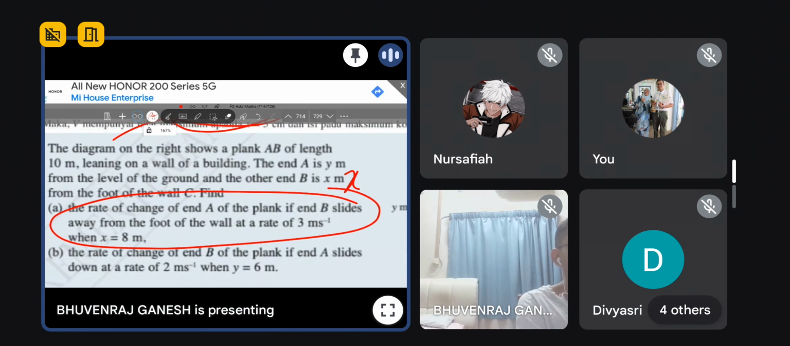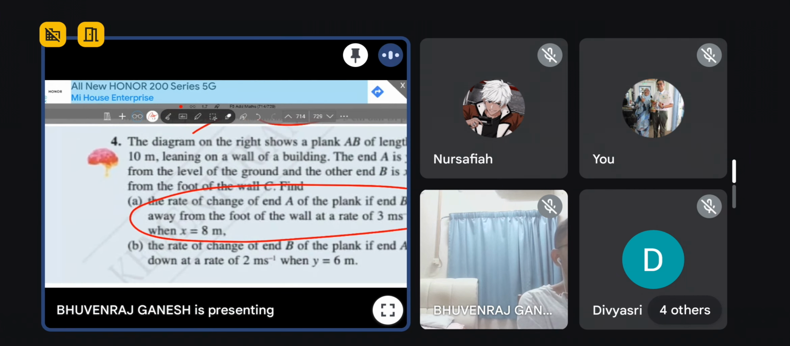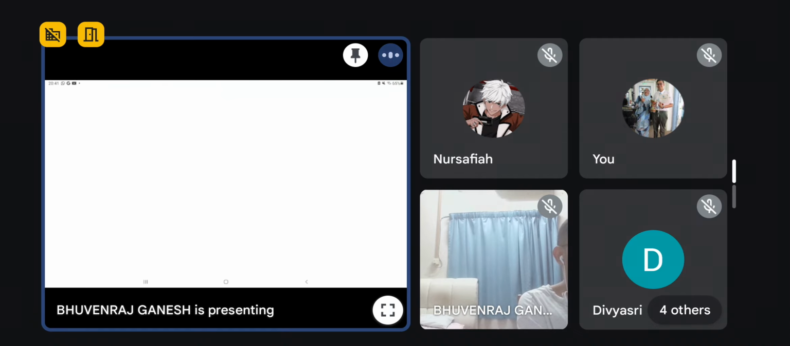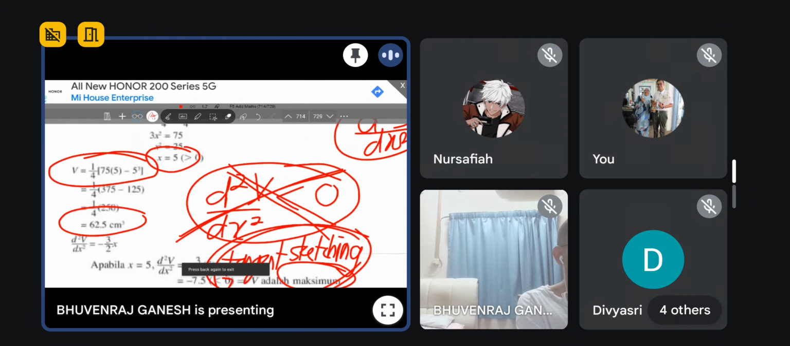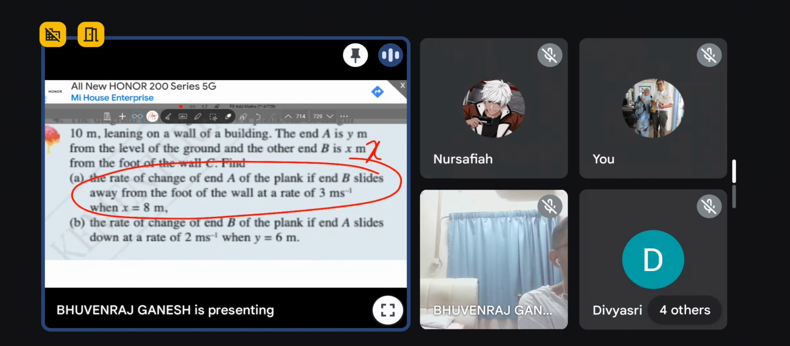Okay, and then they tell you the rate is, wait, sorry. I think I clicked something. Okay. So where is it? Okay. They tell you the rate is 3 meter per second. So now the 3 meter per second, what is the symbol I can give? Apa simbol dia?